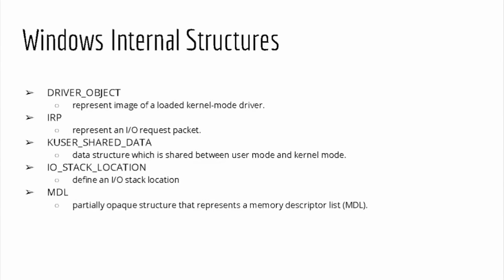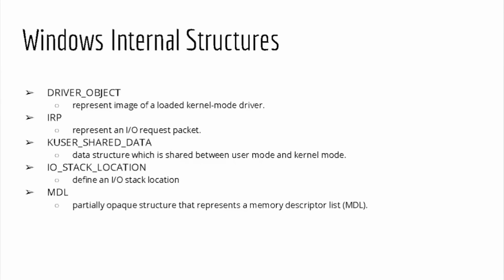Now I will introduce some internal structures. The first one is the driver object, which represents the image of a loaded driver. I initialize some things such as type, size, driver name, and the major function field. EPROCESS represents a process object. There are many hidden fields, so I just allocate a memory region for this structure.